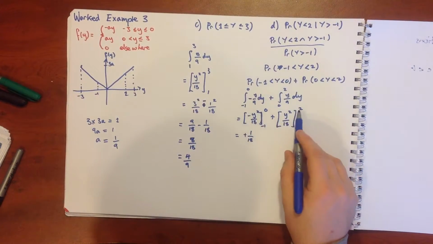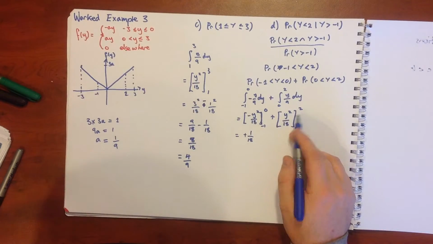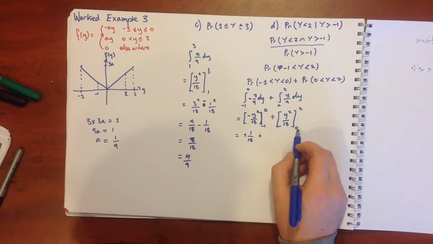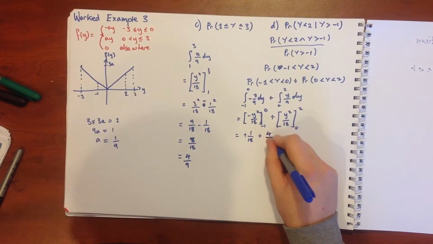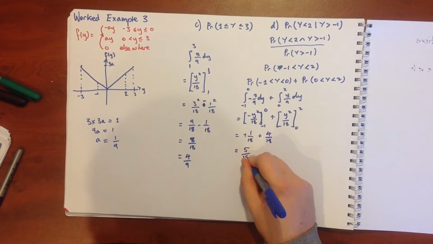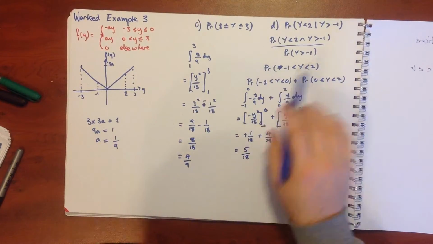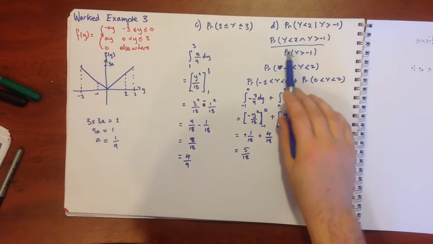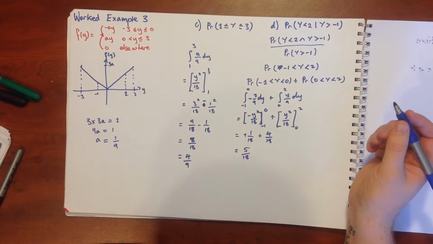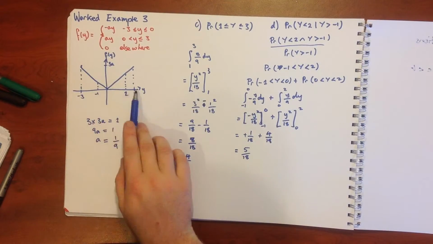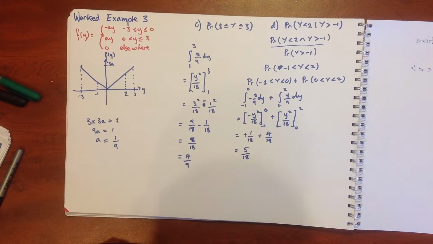And then when we look at this one, we sub our 2 in, which gives us 4. Our 0 will give us nothing, so it'll be 4 on 18, which gives us an area of 5 on 18. So that's for our top line. But we also need the probability that y is greater than -1. So that means we're going to need this area plus all of this area.